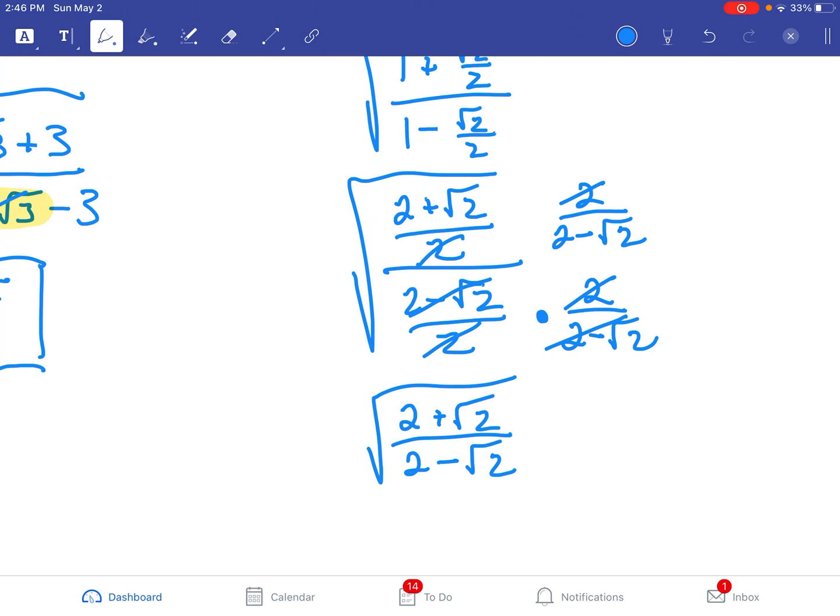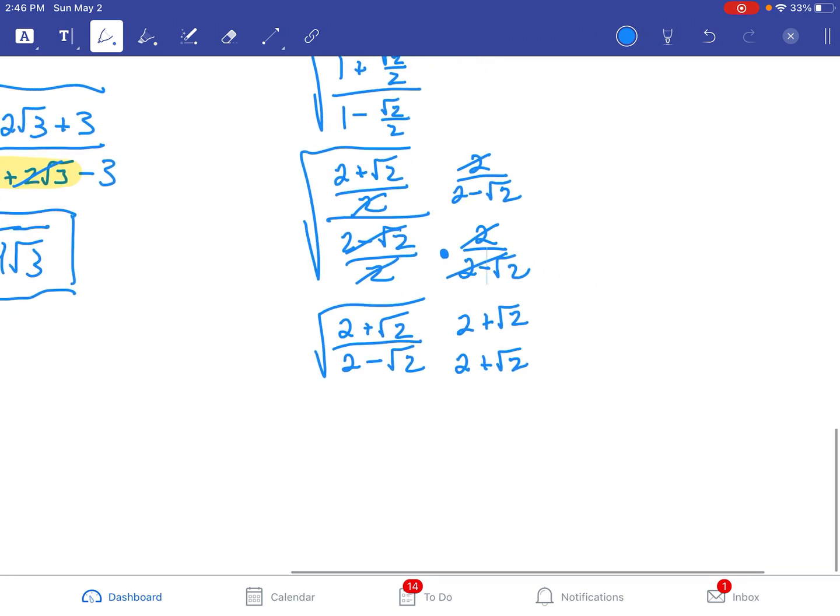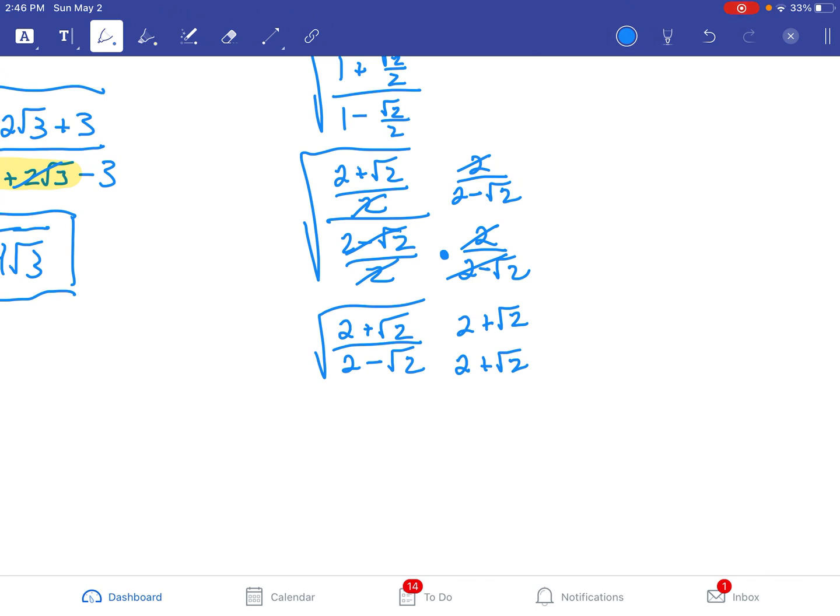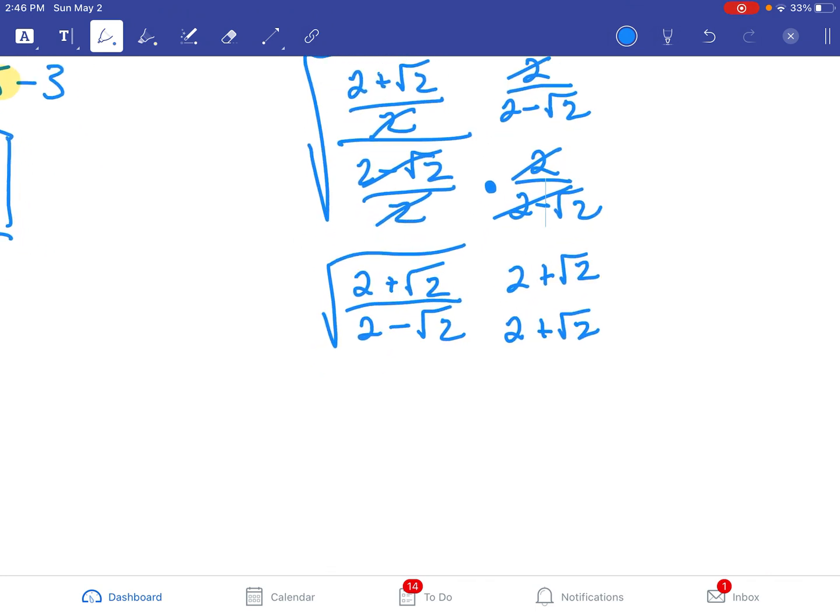Now, just like the previous problem, our denominator has a square root sign, so we're going to multiply by the conjugate. Again, this has nothing to do with the numerator. It's everything to do with the denominator. 2 plus root 2 over 2 plus root 2. I'm going to keep going in the bottom here because it looks like I have some more space.